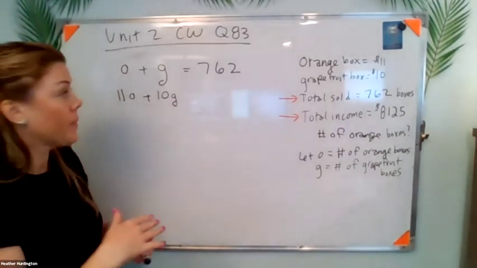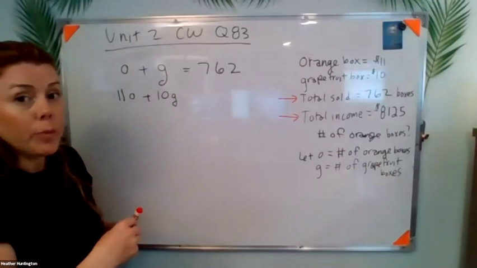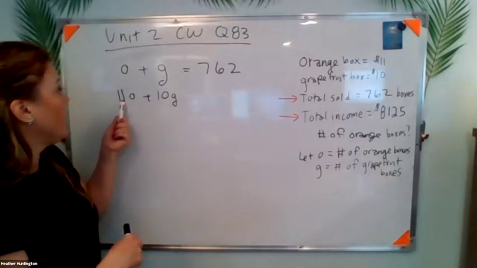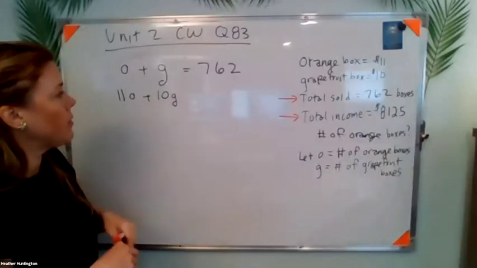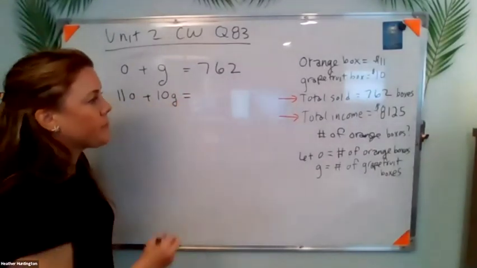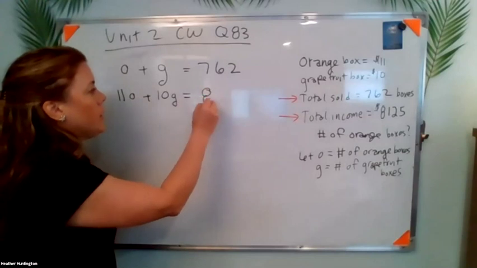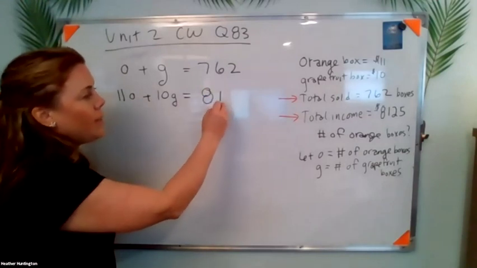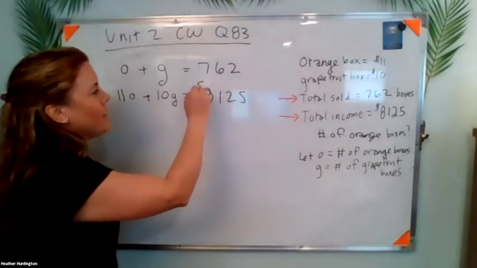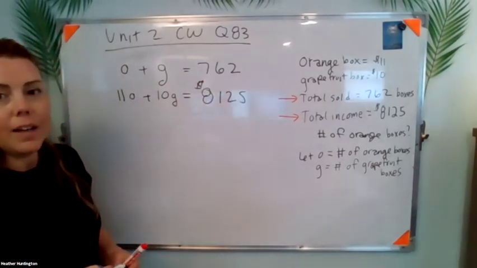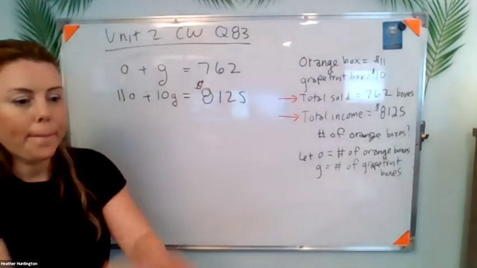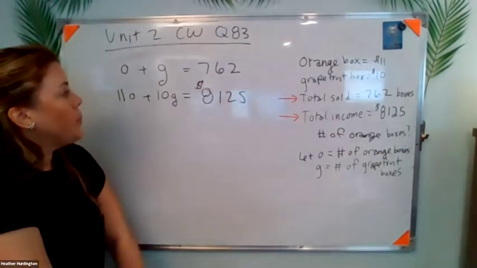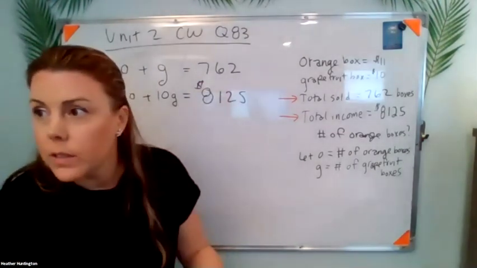That's $50. We don't know how many grapefruit boxes we sold, but we know that 11 times the number of orange boxes plus 10 times the number of grapefruit boxes is equal to 8,125. Ta-da! Look what we came up with now. A system. Now you get to pick the method you want to use to solve this.